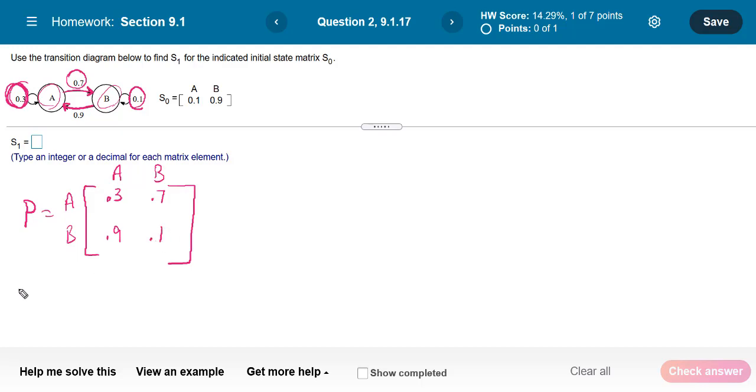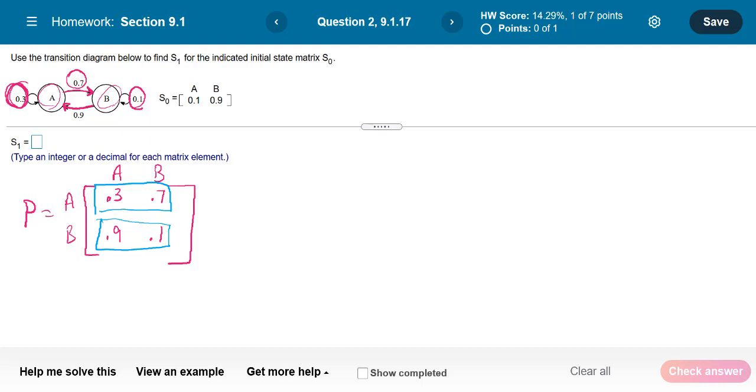Let me just point out a little observation about these numbers. Do you notice that these two numbers add up to 1, as do those two? In other words, if yours don't, then something is up somewhere.